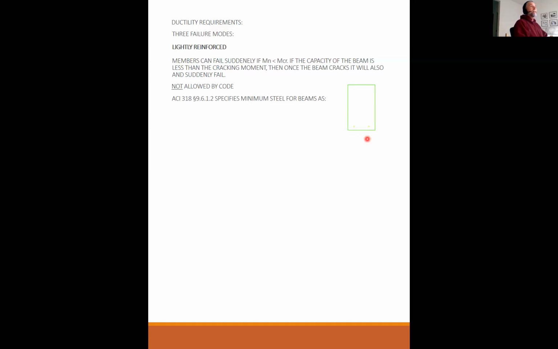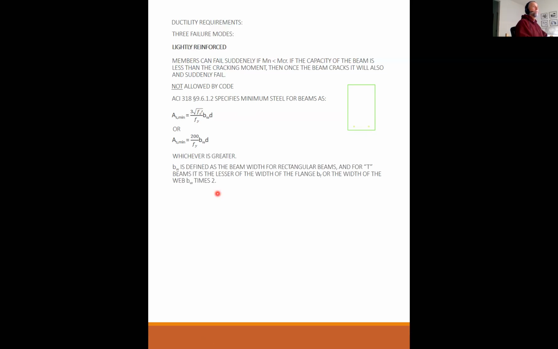To prevent that, ACI 318, section 9.6.1.2 specifies minimum steel for beams as As,min is 3 square root f'c over fy times bw d, or 200 over fy times bw d, whichever is greater. This 200 is in psi, and the 3 square root f'c is psi. So in these equations, you have to use 60,000 psi in order for the units to work out, whichever is greater.